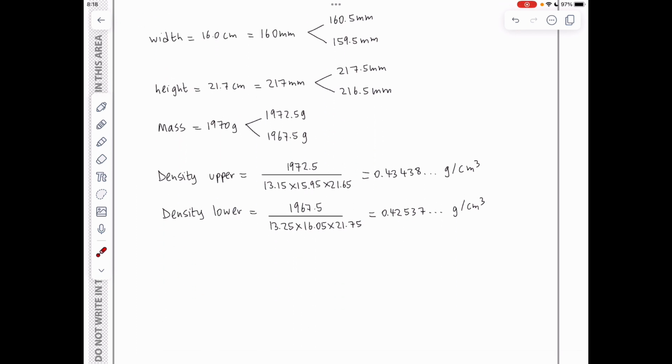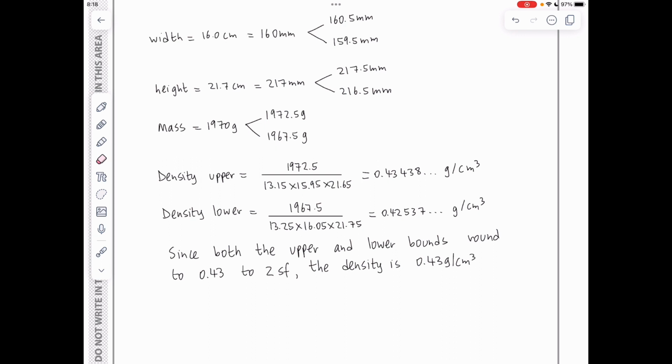it has to be 0.43 to two significant figures, because both the upper and the lower bounds agreed to 2SF to 0.43. If I was to round them to 3SF, the upper bound would have been 0.434 and the lower bound 0.425. So there's a disagreement, but they certainly agreed to 2SF to the value of 0.43. And therefore we conclude that since both bounds round to 0.43 to 2SF, we can say that the density is 0.43 grams per cubic centimeter.